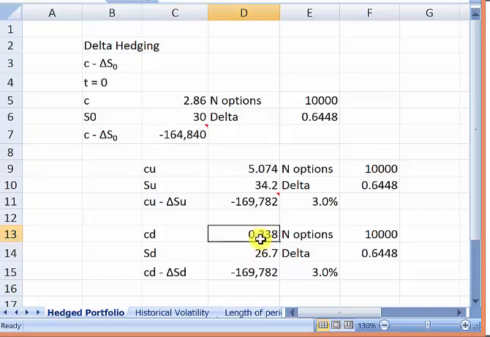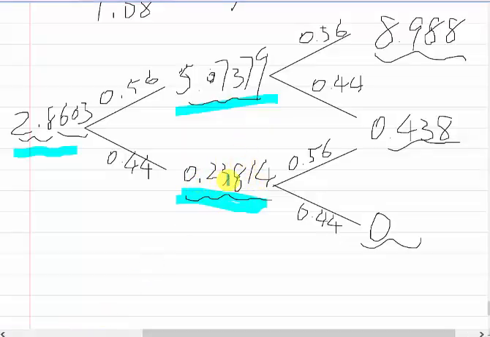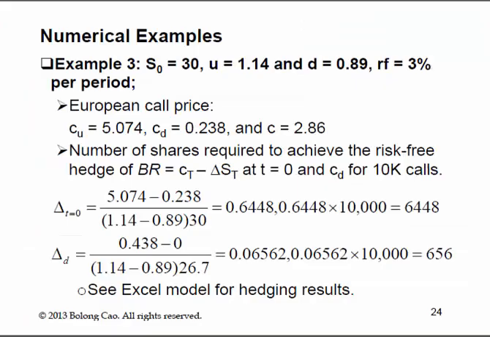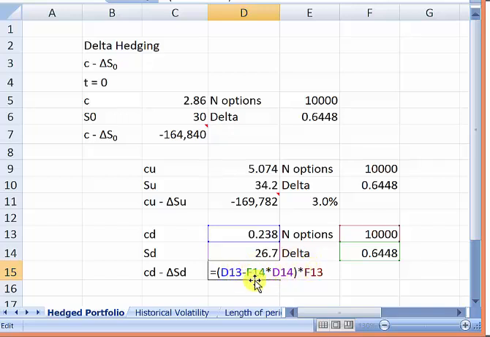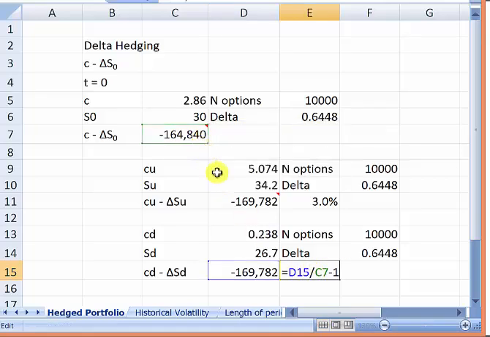In the down state, we have basically the same story. We have a new value of the underlying, 26.7, and the call value in the down state is 23.8 cents. Delta is still 0.6448. Same calculation: your long call minus the short in the liability, and this number has grown at 3%.